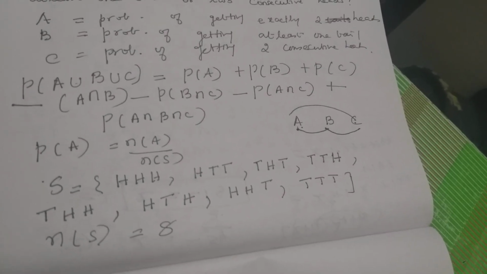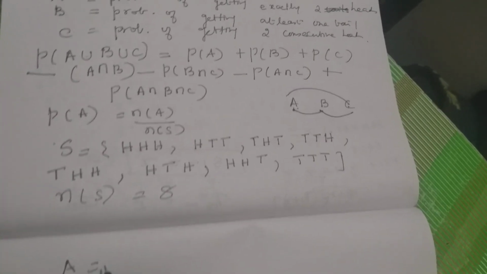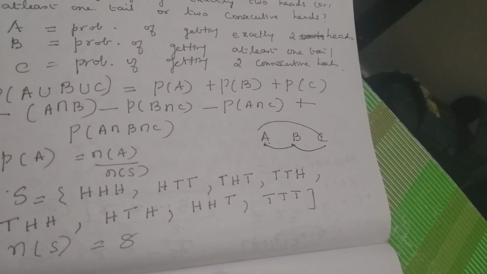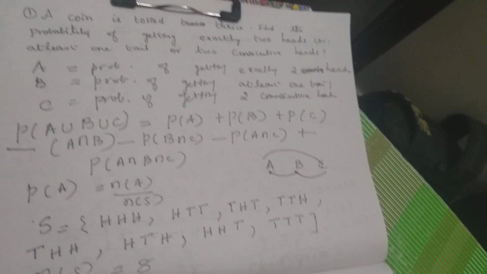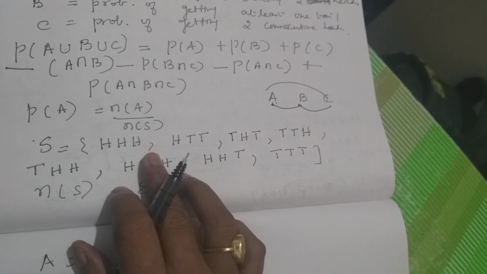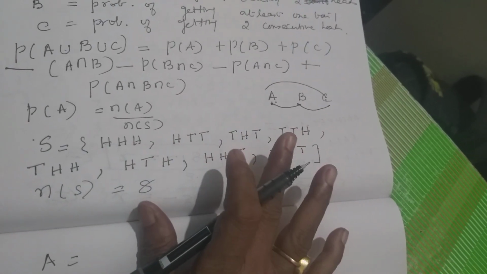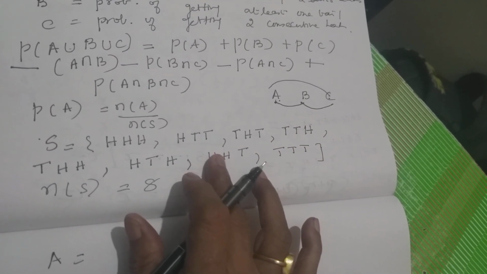Now what is the A condition? You have to find out A. What is A? A is given as the probability of getting exactly 2 heads. So here in the sample space, exactly means accurately only 2 heads must be there, not more than 2 heads, and it should not be less than 2 also.